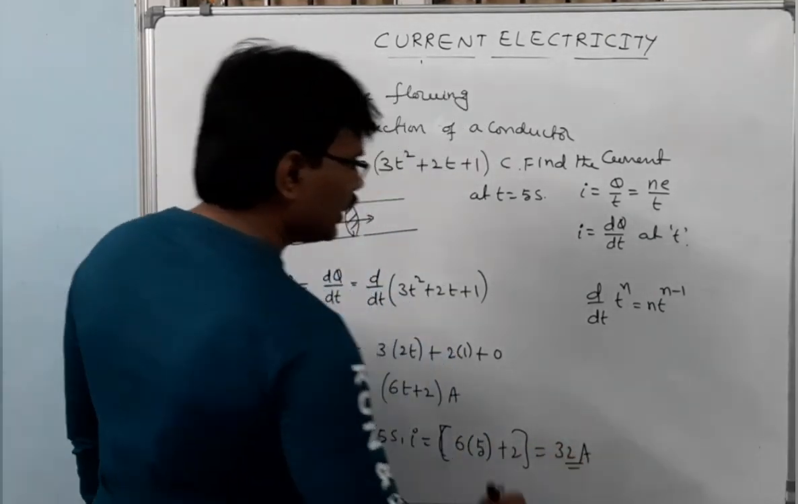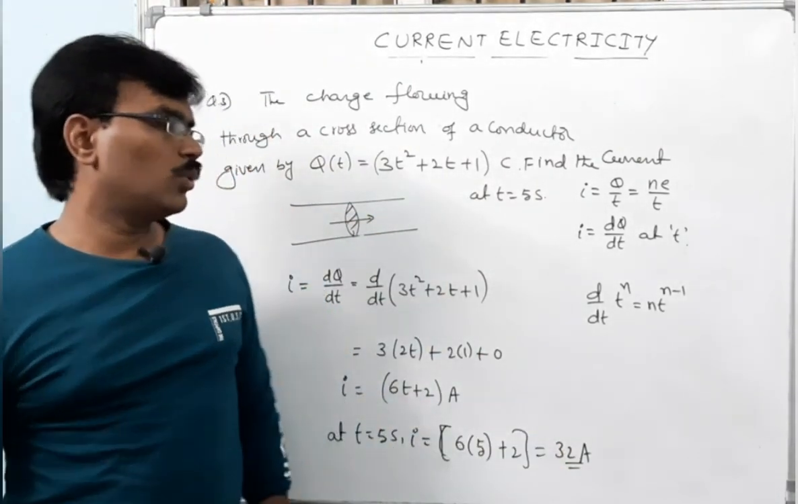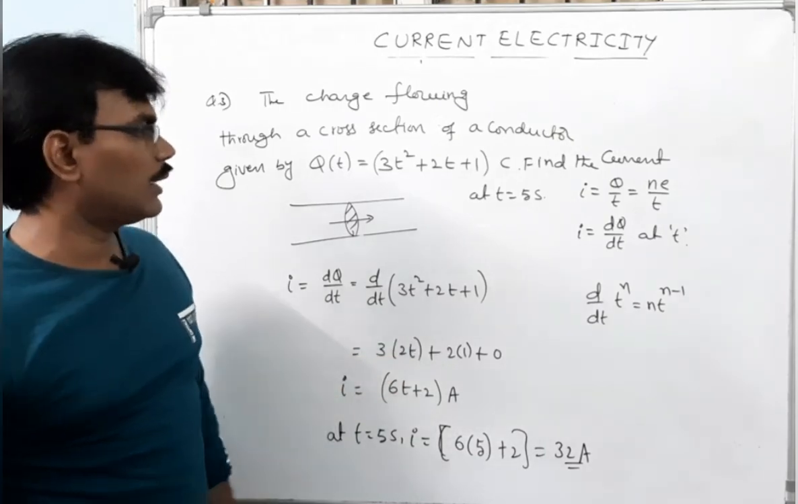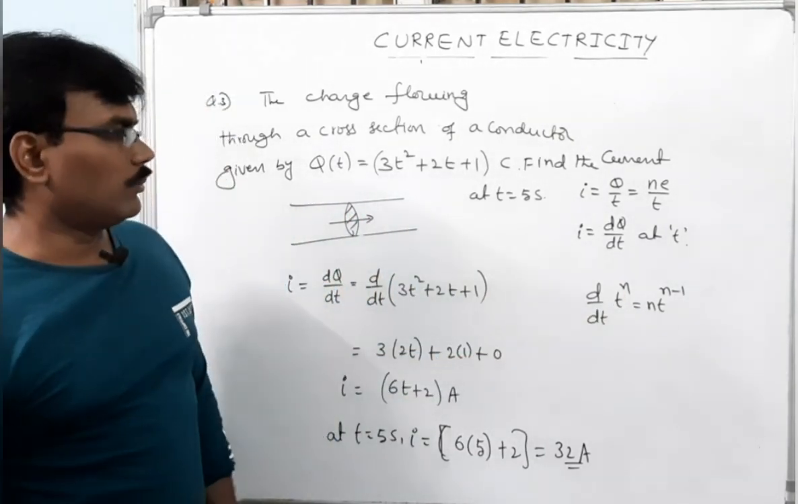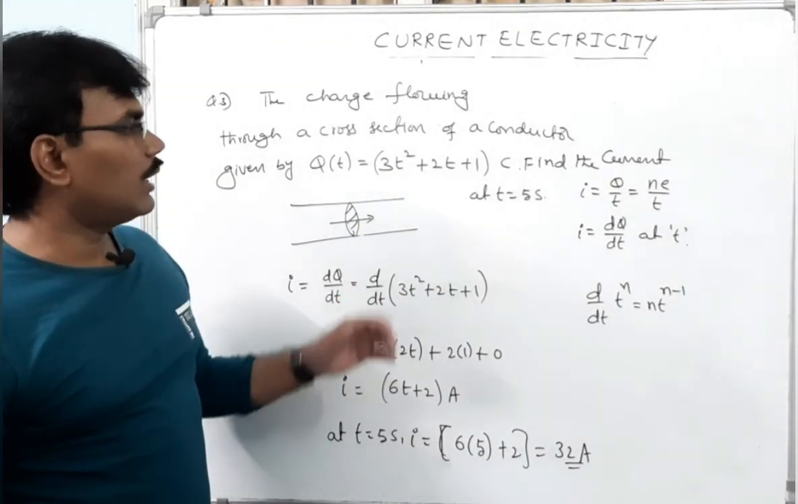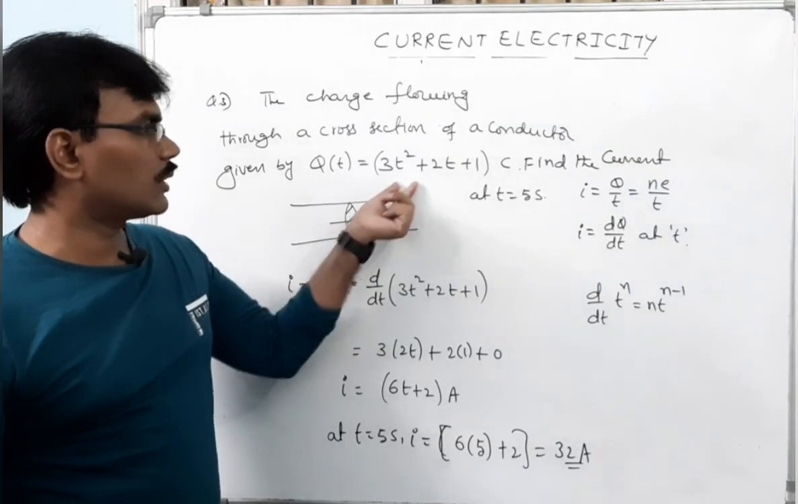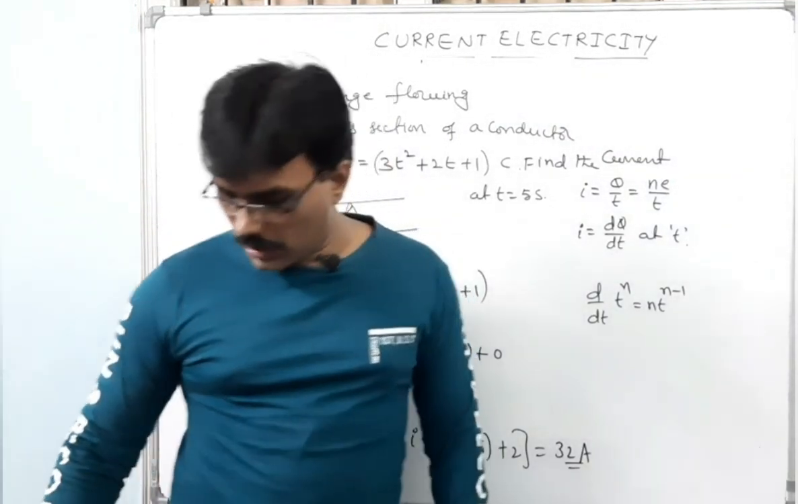So that means at time t equals 5 seconds, the current through the given cross section is equal to 32 amperes. So that is the way to calculate a current through a cross section at a particular point of time. That is called instantaneous current through the cross section, and we calculate it whenever the charge flowing through a cross section is varying with respect to time. Okay, just note down.